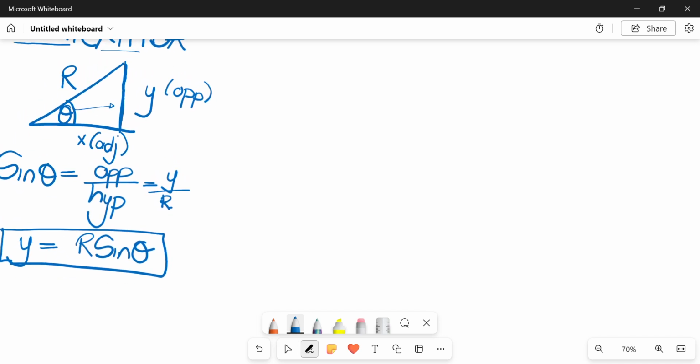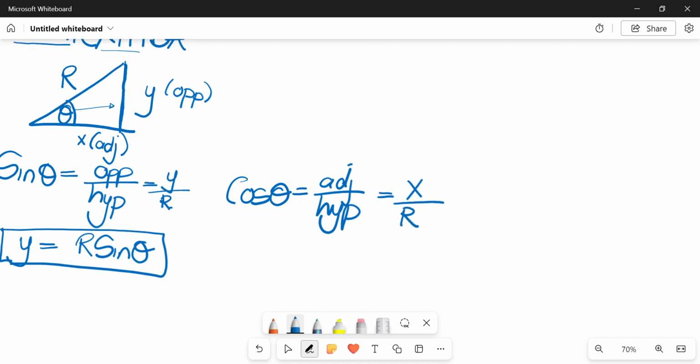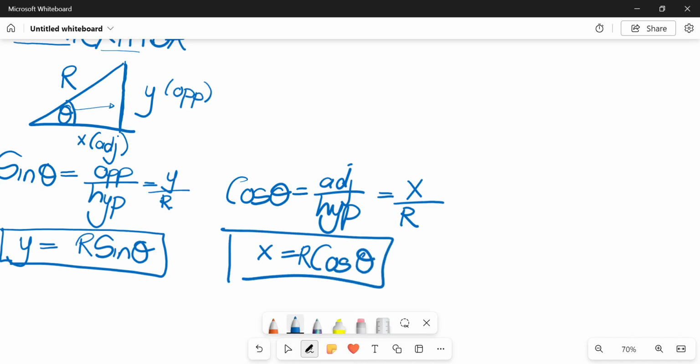Similarly, if you are now considering x, you would say your cos of theta would be your adjacent over your hypotenuse. And in this instance, your adjacent would be your x, hypotenuse would be your r, and if you cross multiply, your x would then give you r cos of theta. Then essentially you've expressed that.